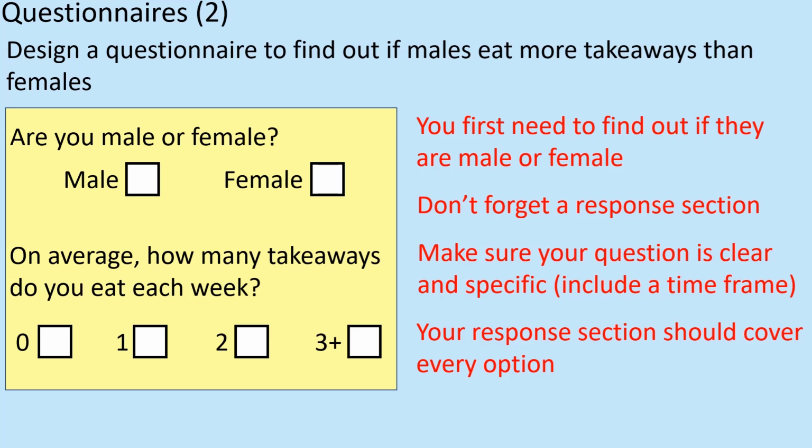Once you collect that data in, you're going to be able to quickly see that if you get a lot of boxes which say male and 3 plus, then of course you might argue that men eat more takeaways than females based on your data, or vice versa. If females pick lots of 3 pluses, then maybe they eat more takeaways than men. But of course that will be purely based on the people you ask. Hopefully you understand all that, but it's something to consider.